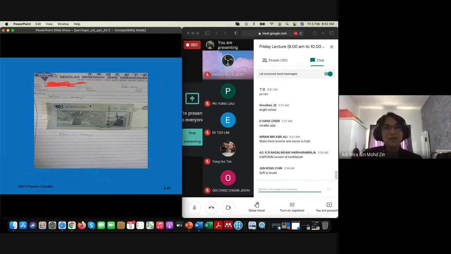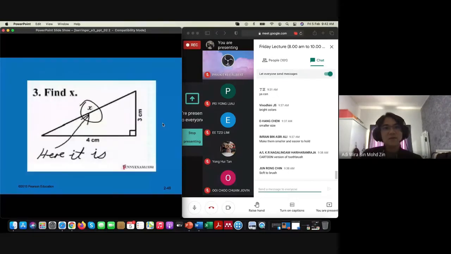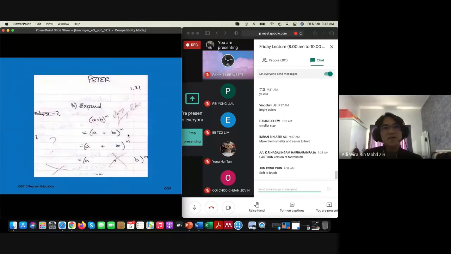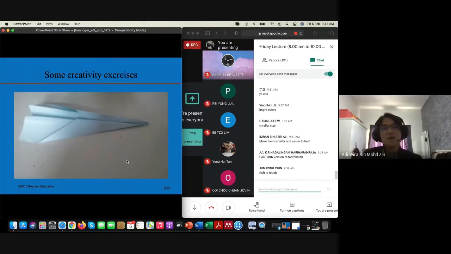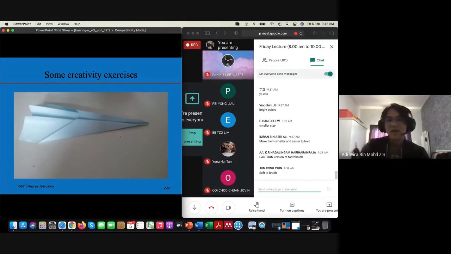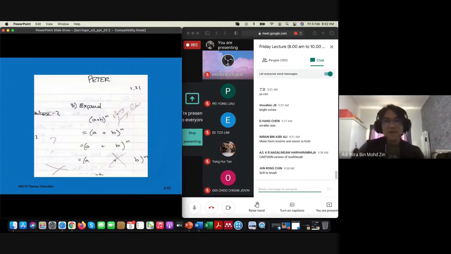So maybe this, what is money? This is money. Find X. Here it is. To change centimeter to meter, take out centi. Expand. So this is a kind of creativity, but it's not being used in a proper way. So maybe one day, I don't know, these people can become a joker. So I have friends.